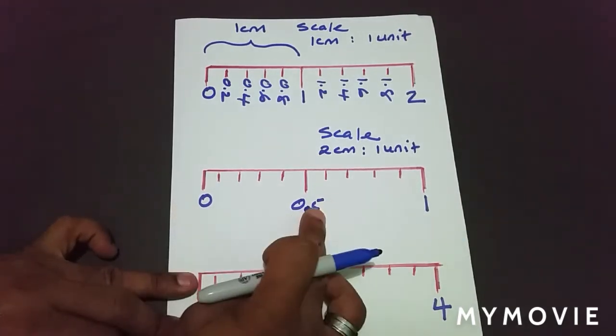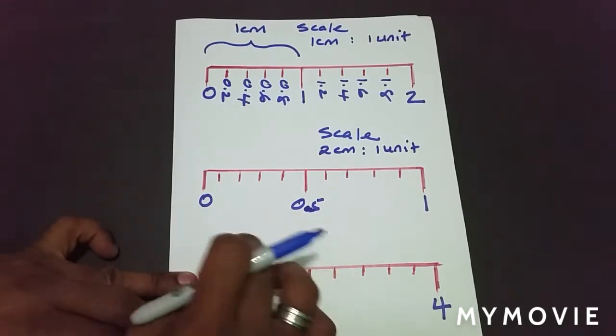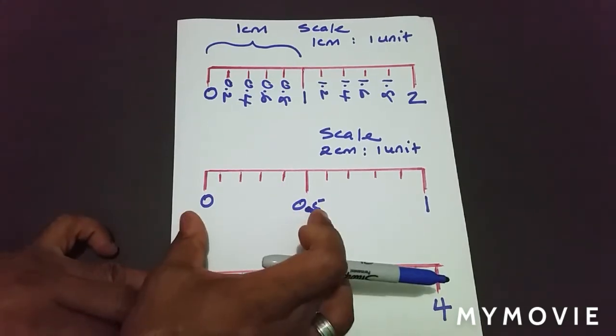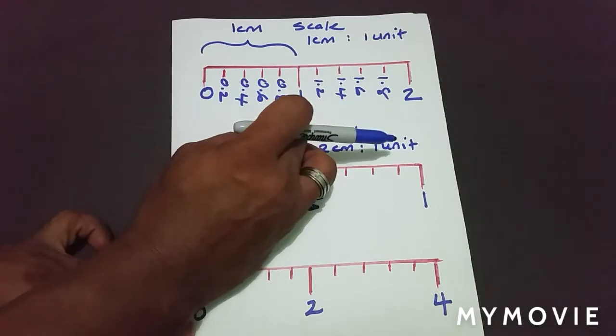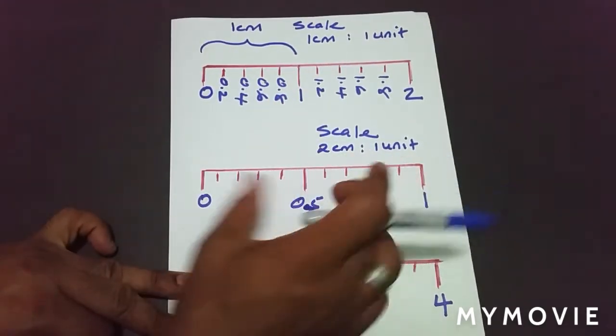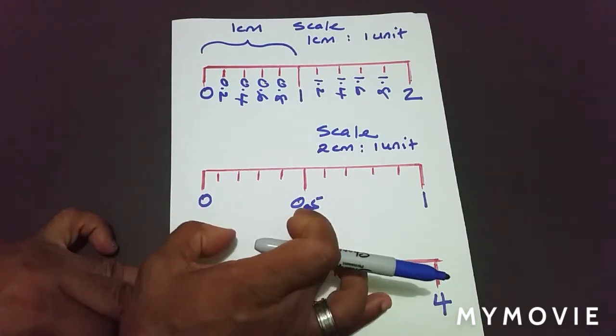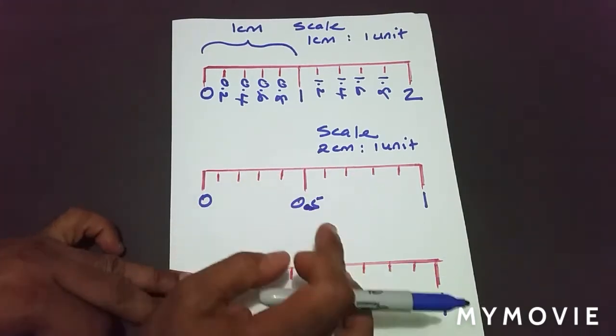So 0, 1, this must be 0.5, which is the middle of 0 and 1. So the question is now, if this is 0 and 0.1, which is totally different from this scenario where you had 0 here and 1 here. So the scale is different because for every 2 centimeters, you're going up by 1 unit. So if this is 0 and this is 0.5, how do you count in between?